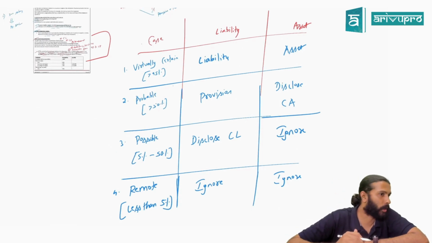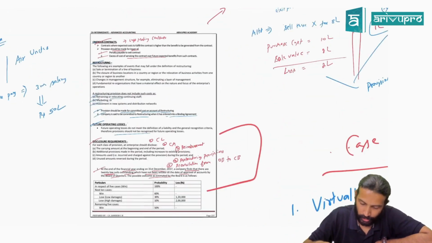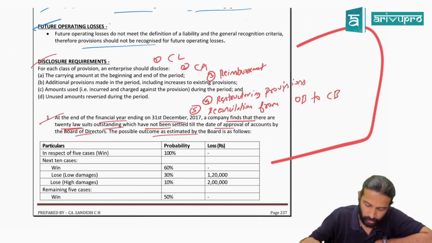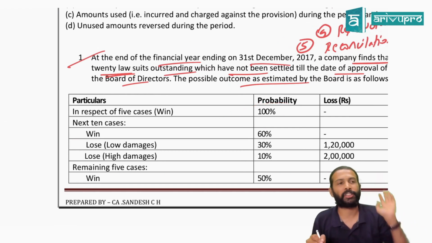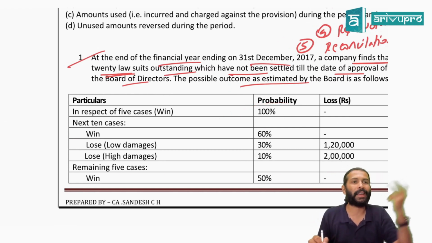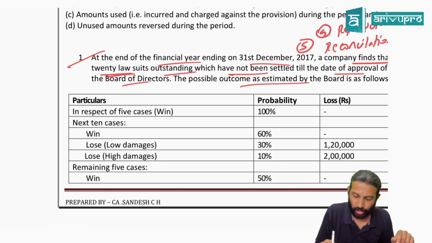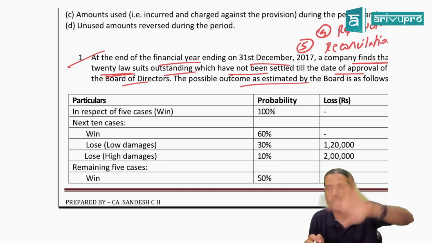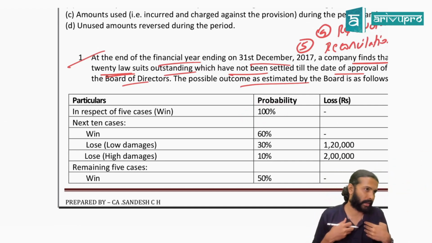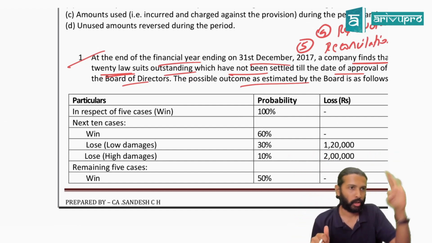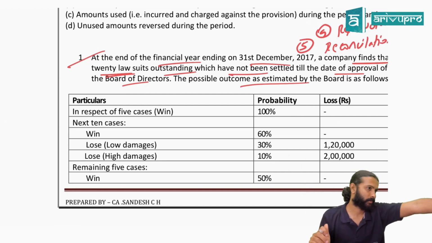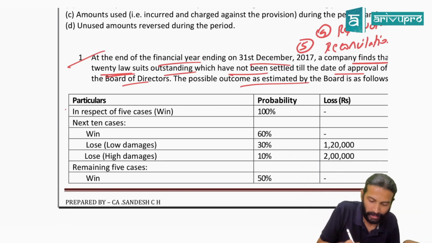Then can I come back to the question? Okay, come back to this question, sir. There are 20 lawsuits. In respect of 5 cases, what is it? Win percentage is 100%. That means should we have to pay any damage, sir? No. That means should we have to book any liability? Not required because we are winning. That means is there any obligation to pay? No. Should we have to book provision? No. Disclose contingent liability? Nothing. Because 100% win chance. So do you have to do anything for this?